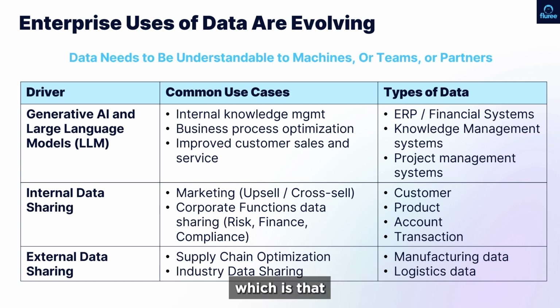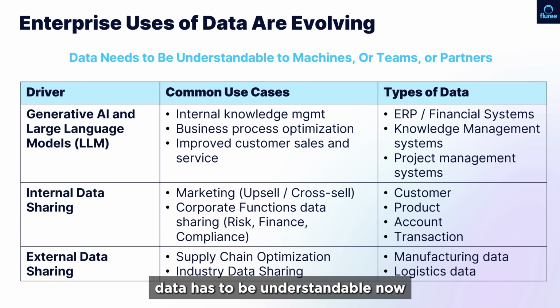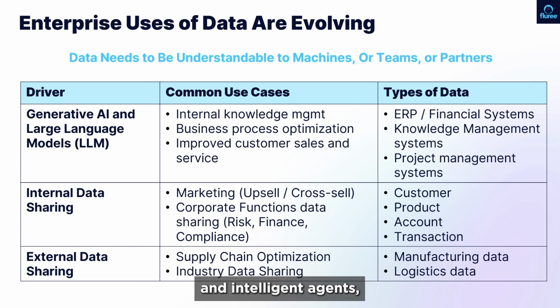Now, what's very interesting about these broad new use cases is that they all have something in common, which is that they're all heavily dependent on making data available and accessible by parties that did not create or originally define the data. What this means is that data has to be understandable now to machines and programmatic logic and intelligent agents, as well as to different teams and partners inside and outside of your company.